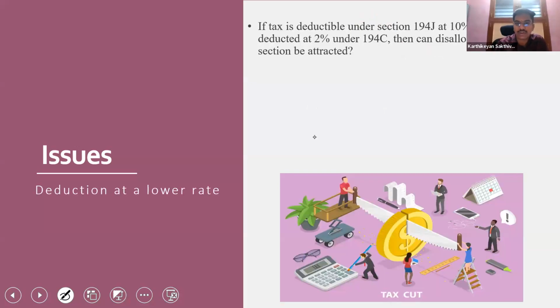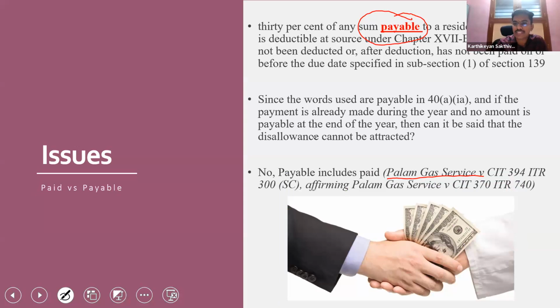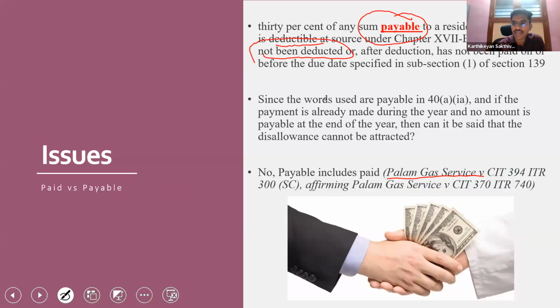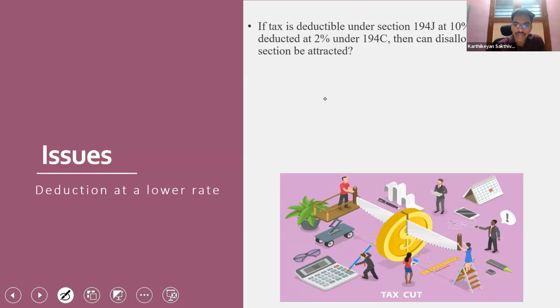Next வந்து deduction at a lower rate. இப்போ இதுல பாரு, திரும்ப செக்ஷனுக்கு வந்து பாரு, 30% of any sum payable to a resident on which tax is deductible at source and such tax has not been deducted. Okay, so இப்போ assume for example நான் 194J ல 10% TDS பிடிக்கணும், நான் 194C ல 2% பிடிச்சிட்டேன். இப்போ disallowance பண்ணணுமா பண்ணக்கூடாது? ஏன்னா இங்க என்ன சொல்லிருக்கு, such tax has not been deducted னு கொடுத்திருக்கு. நான் tax டிடக்ட் பண்ணாம இல்ல, I have deducted some tax. So should I disallow this expenditure அப்படின்றது next point.